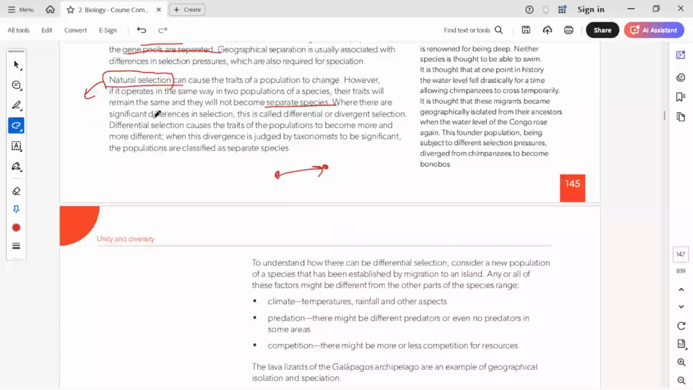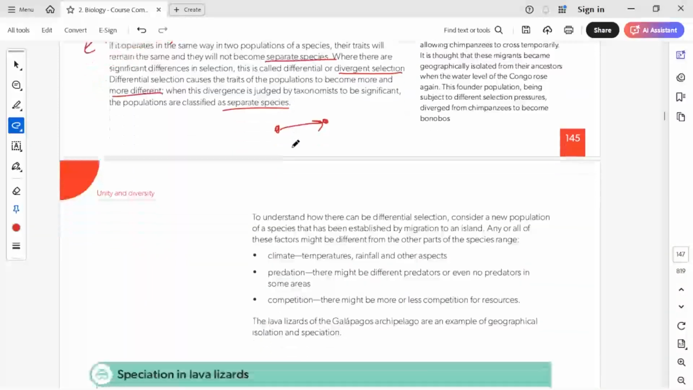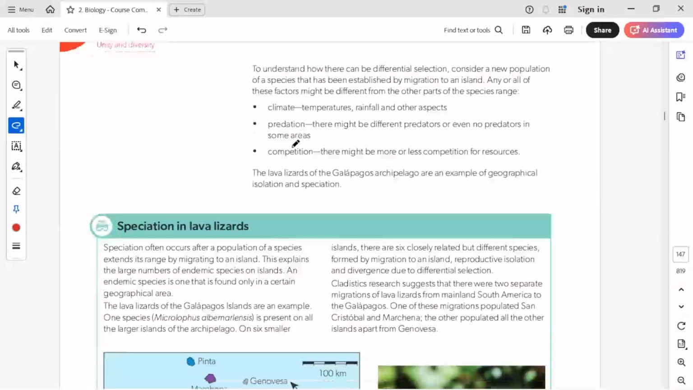Where there are significant differences in selection, there might be differential or divergent selection. Differential selection causes the traits of the population to become more and more different. While the divergence is judged by taxonomists to be significant, the populations are classified as separate species. Now let's understand how there can be differential selection. Consider a new population of a species that has been established by migration to an island.